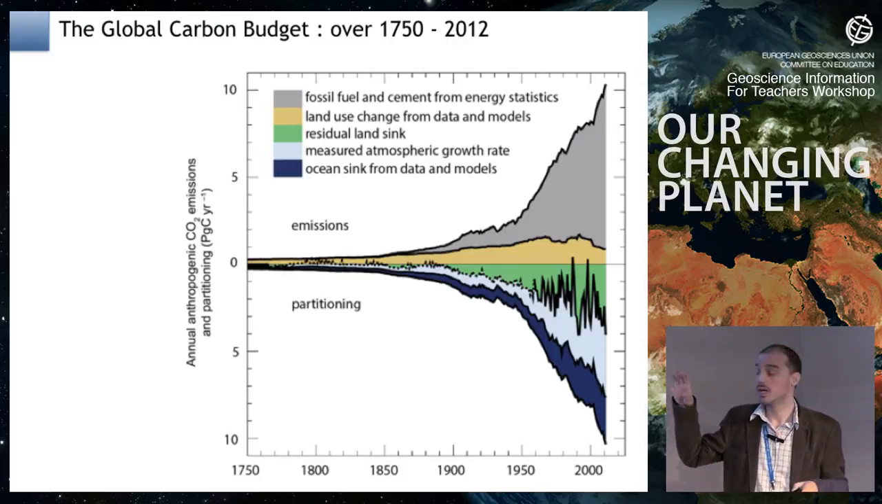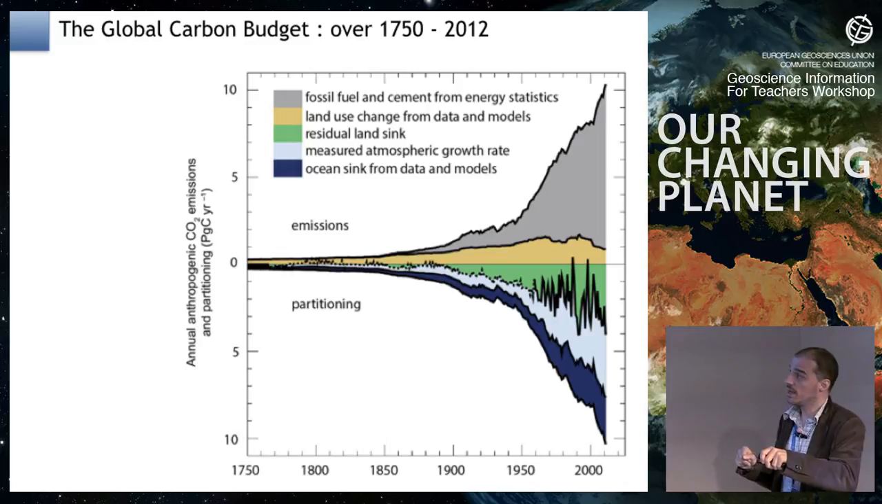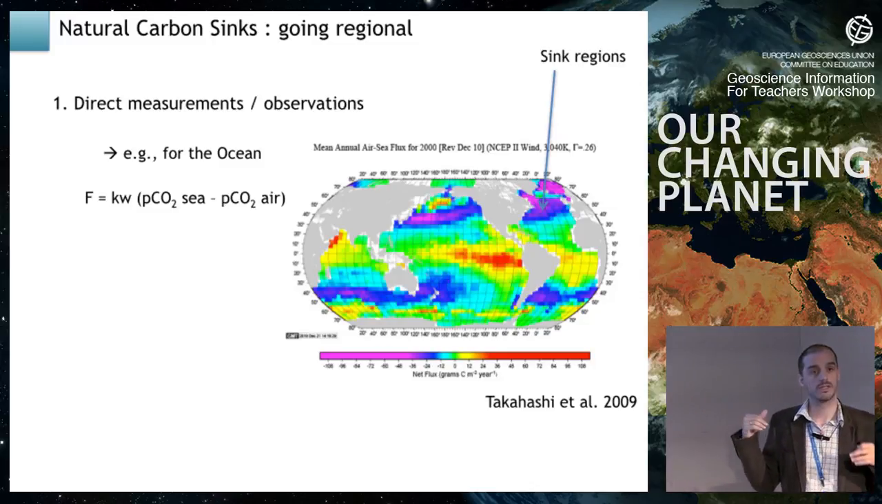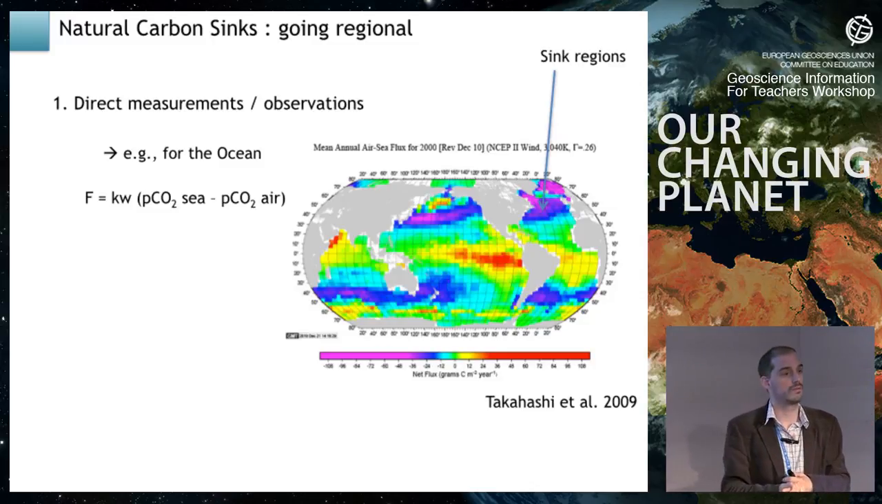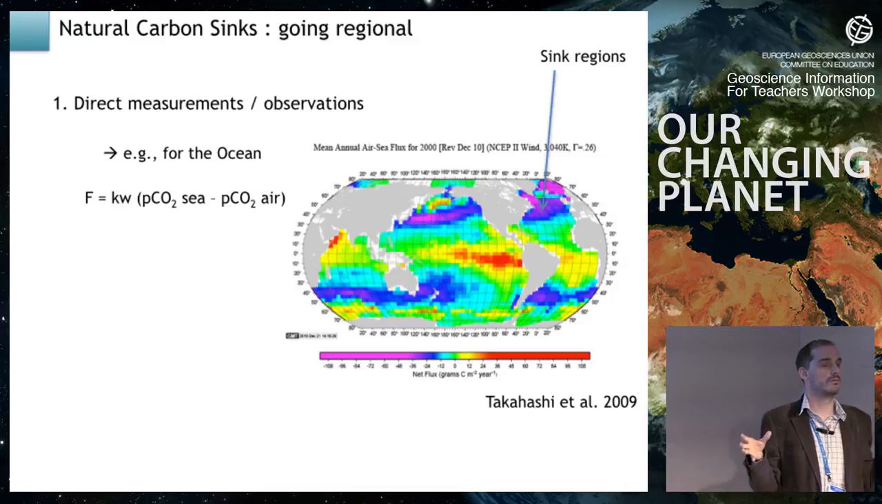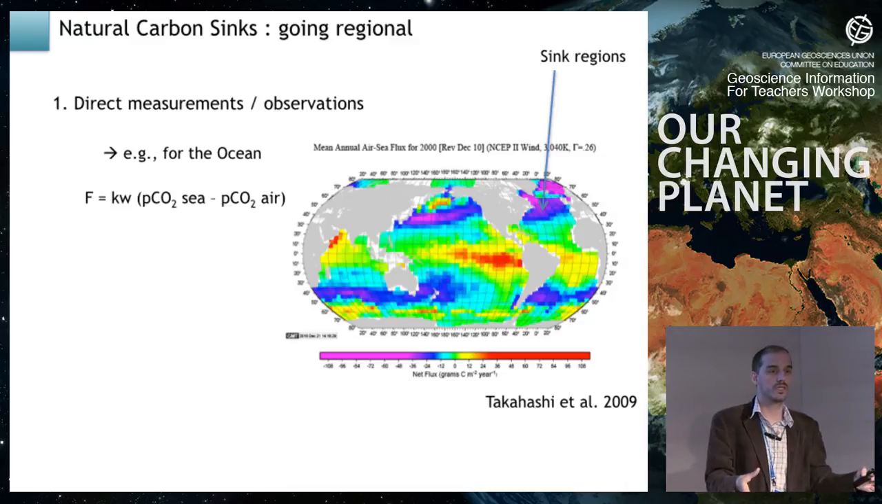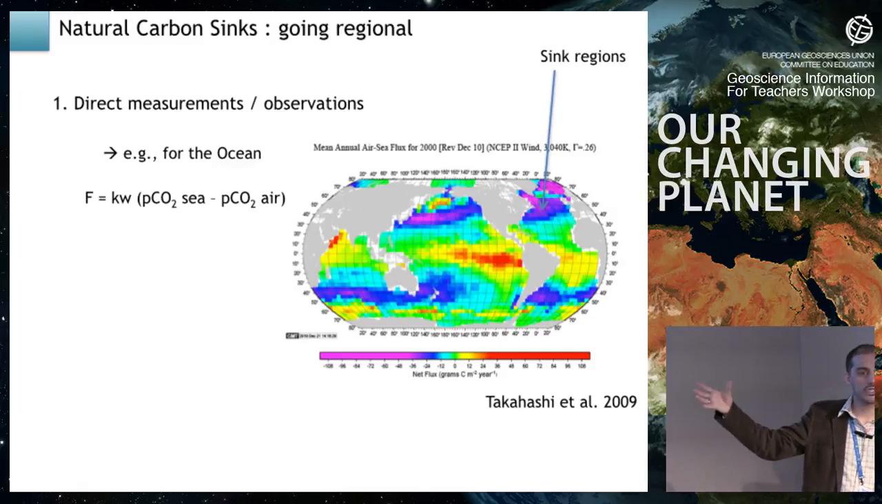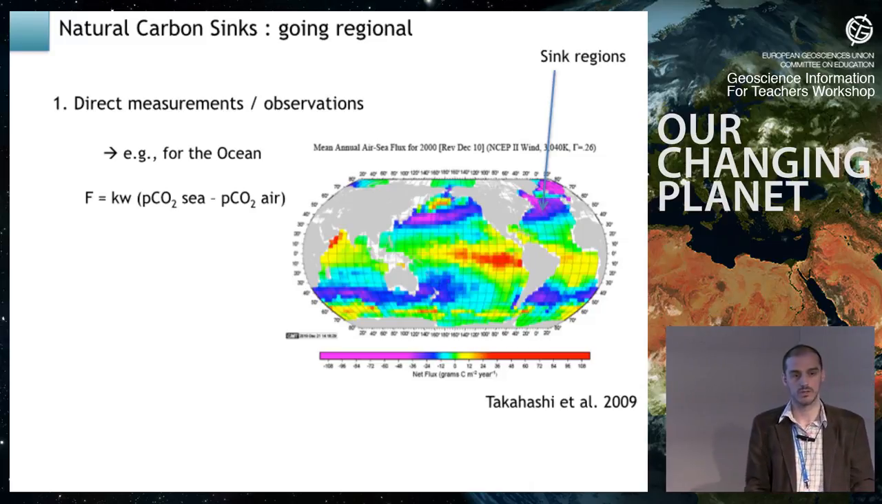Now we'll try to go into more regional scale, and we'll look at the land sink and at the ocean sink. So let's go a bit more regional. That's the second step in my three-step outline. First, if you want to go regional, this O2 method, for example, gives you a global number. But you don't know where the CO2 is going. Is it going in the North Atlantic, or is it going in the Equatorial Pacific? And for the ocean, if you want to be able to project, you need to know where the CO2 is going. You need to know to understand why the CO2 is going into the ocean.